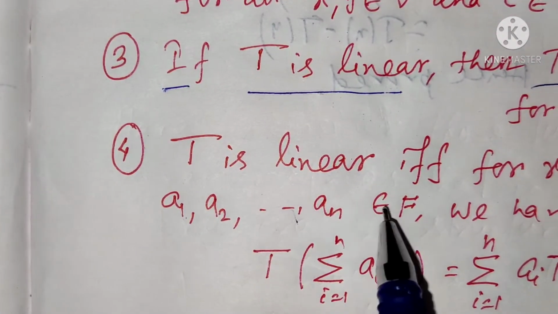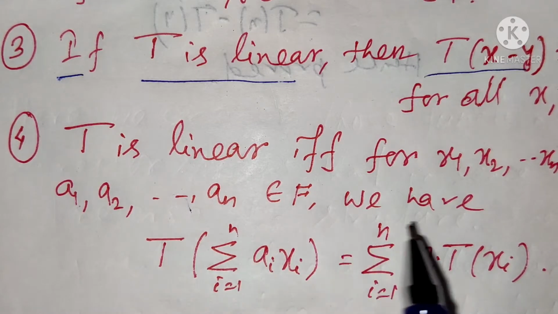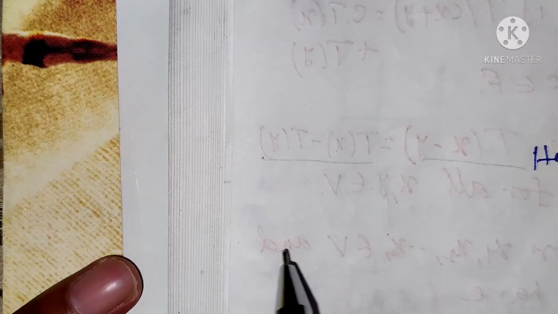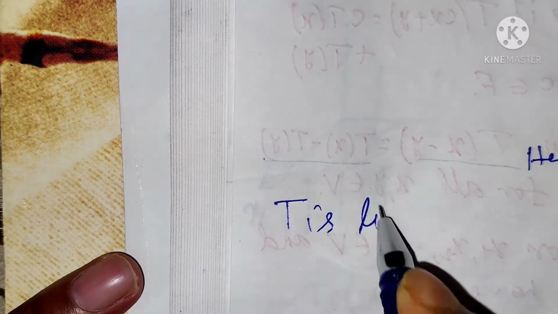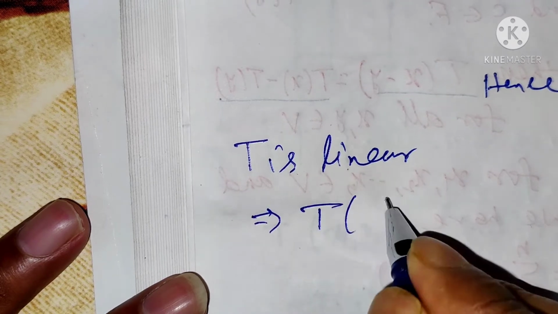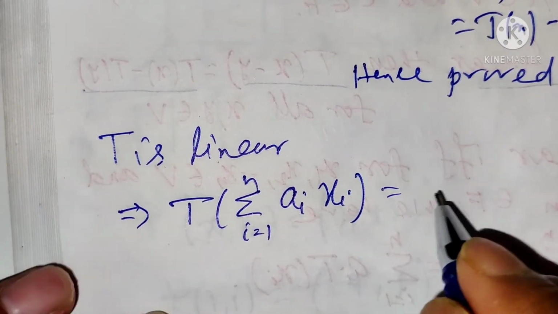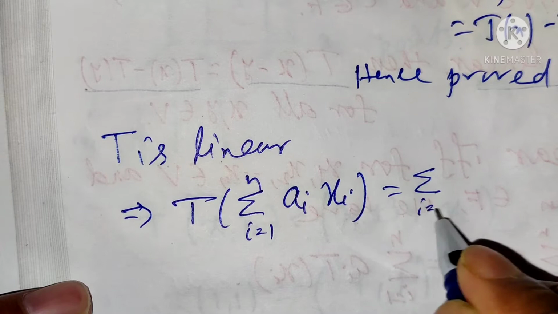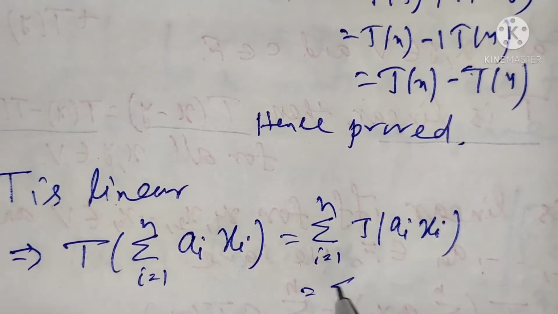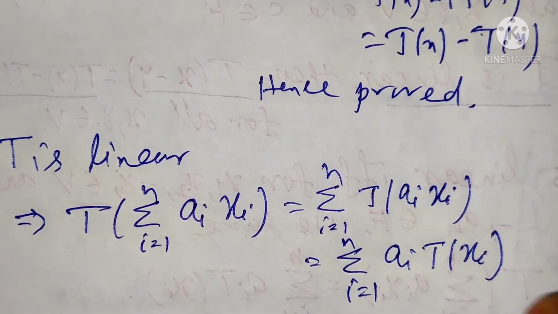Next, we have to prove that T is linear if and only if for x1, x2, ..., xn belonging to V and a1, a2, ..., an belonging to F, we have T of summation i equals 1 to n ai xi equals summation i equals 1 to n ai T(xi). T is linear. Then that implies T of summation i equals 1 to n ai xi equals summation i equals 1 to n T(ai xi) equals summation i equals 1 to n ai T(xi), using the property of linearity.